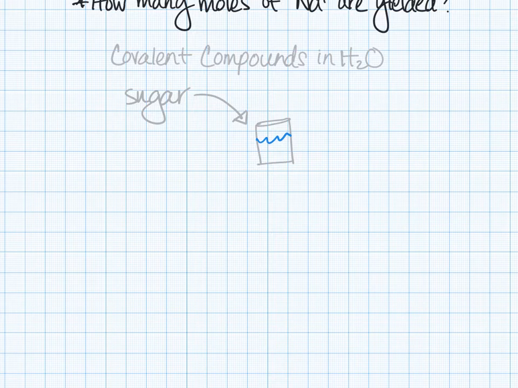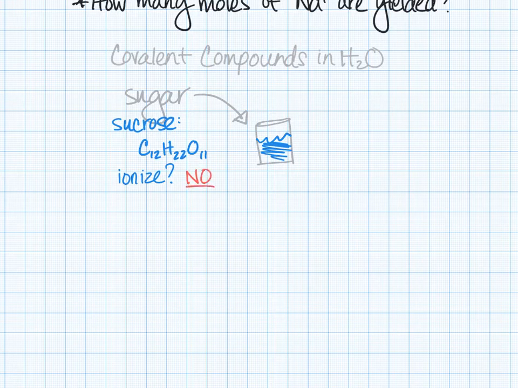And sucrose is C12H22O11. When sucrose goes into water, does it ionize? Well, the answer is no, it does not ionize. So then the question is, how does it dissolve? Because you know that when you put sugar into water, as long as you don't put too much, that it can, if you stir it around, it'll dissolve into the water. So how does it dissolve?